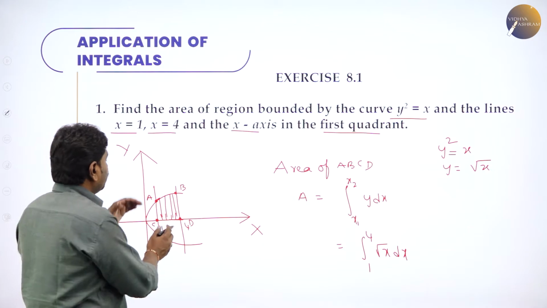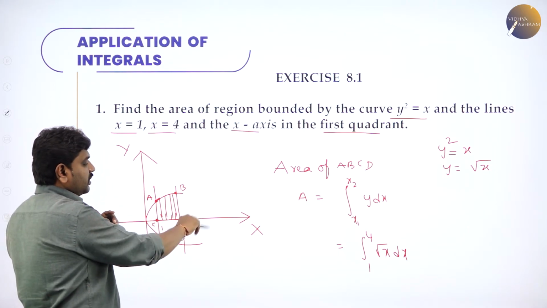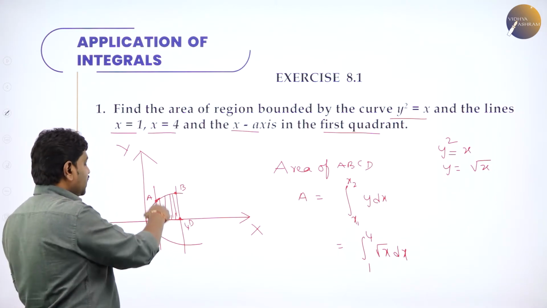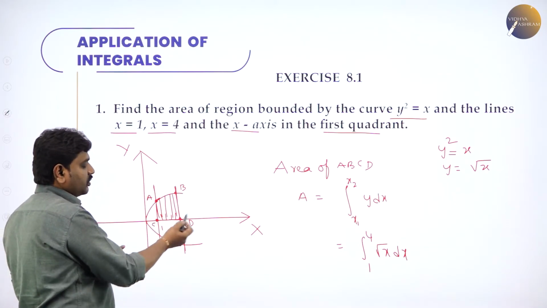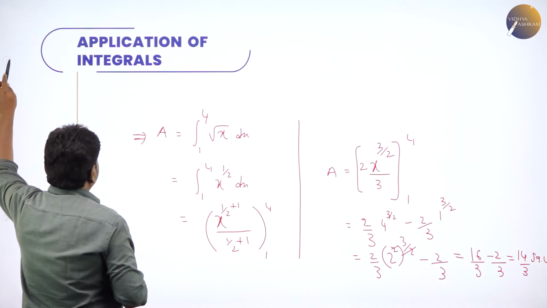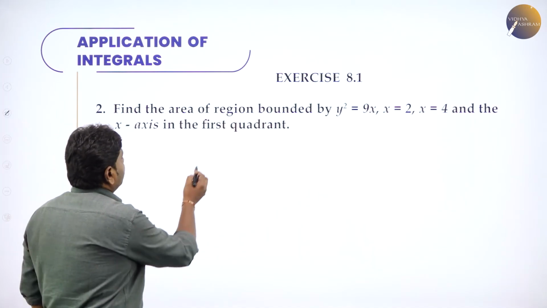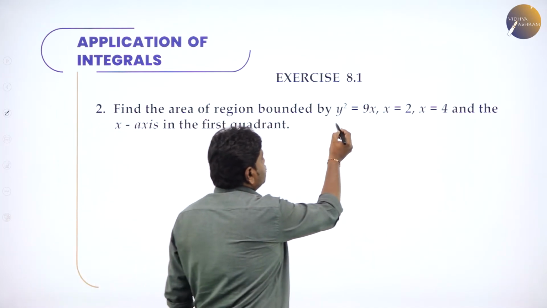Now y square is equal to 4x means it is symmetric about x-axis. This is a parabola. And line x is equal to 1 means a line which cuts x-axis at 1. X is equal to 4. That's it.